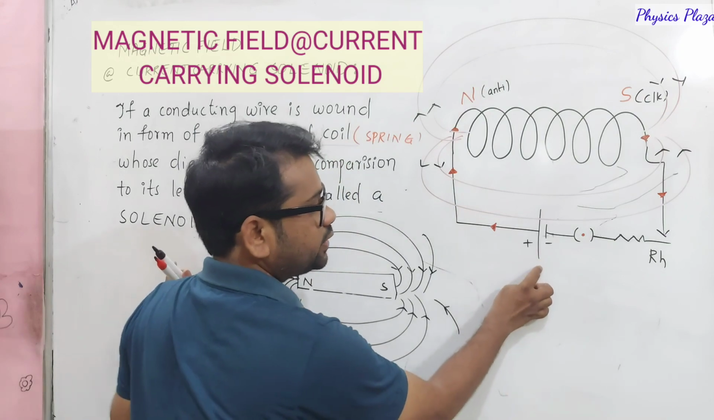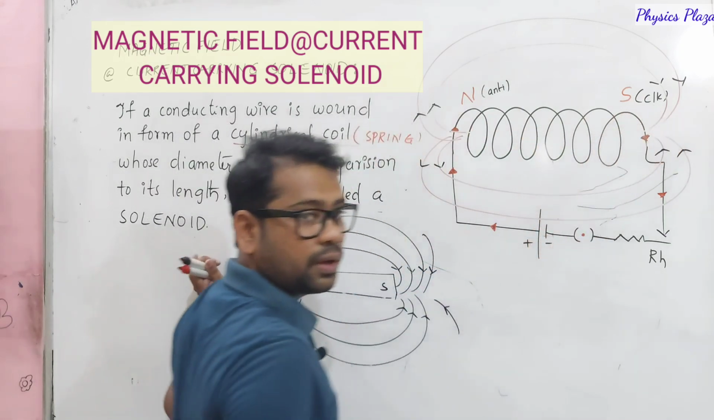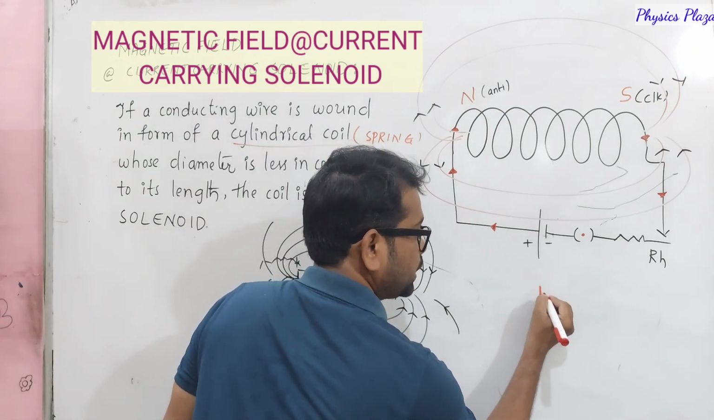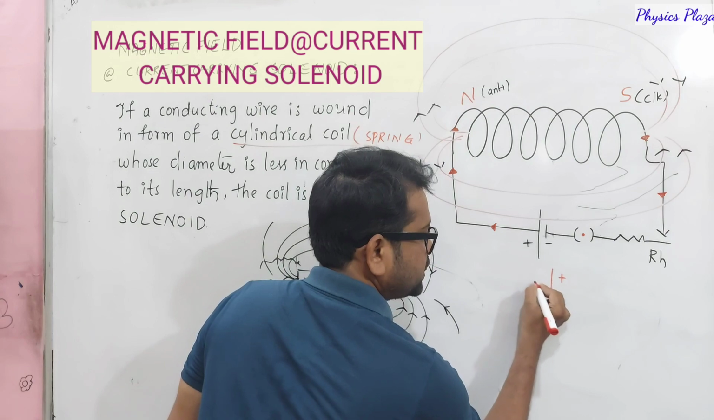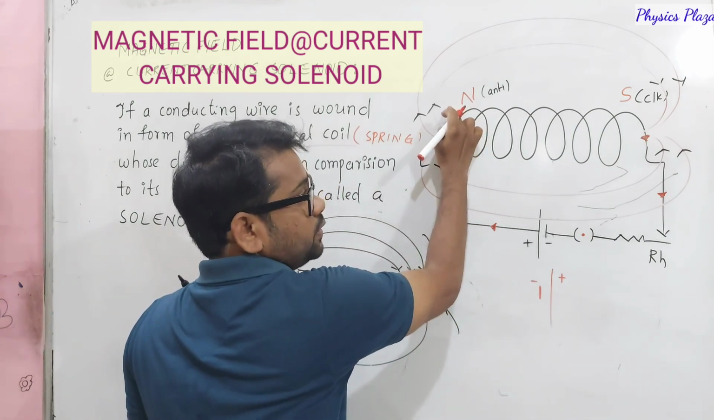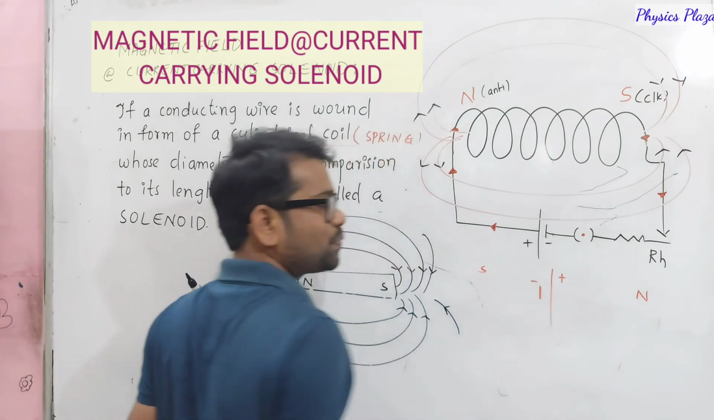Children, in this case, this side is behaving like a north, this end is behaving like a south. What if I change like this? This is the negative terminal, this is the positive terminal, and the minus is placed here. If I do like this, the current direction will be reversed. Then this side behaves like a south, this side behaves like a north.